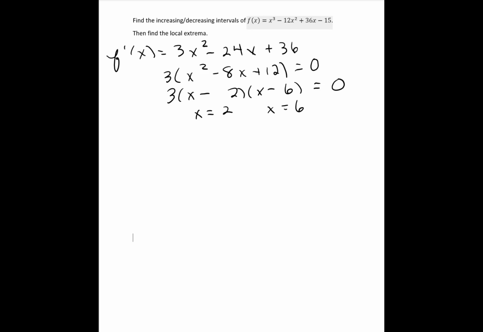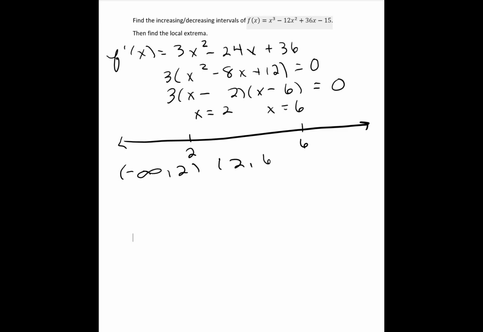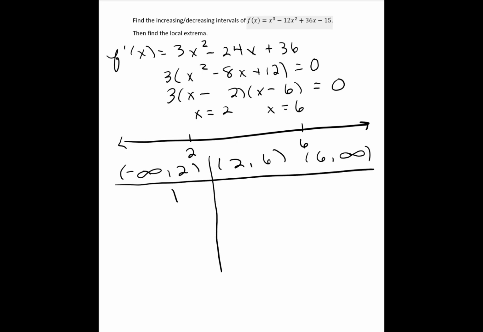This one has a domain of negative infinity to infinity because it's a polynomial, so I don't have to worry about any places where the derivative is undefined. I have 3 intervals: negative infinity to 2, 2 to 6, and then 6 to infinity. Maybe you're trying to pick up on how I pick numbers. Negative infinity to 2, let's say I pick 1. 2 to 6, let's pick 3. 6 to infinity, let's pick 7.